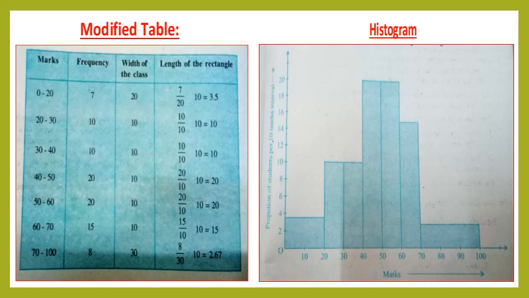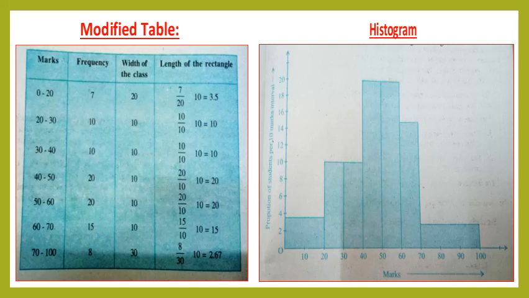Now we can draw the histogram. In the histogram, on the x-axis we are taking the marks of the students and on the y-axis the number of students. For the first class interval 0 to 20, the length of the rectangle is 3.5. So in the graph from 0 to 20, the height of the rectangle is 3.5. A rectangle is formed. The second class is 20 to 30. The class height is 10. Then for 20 to 30 with the class height 10, we get a rectangle as given in the figure.